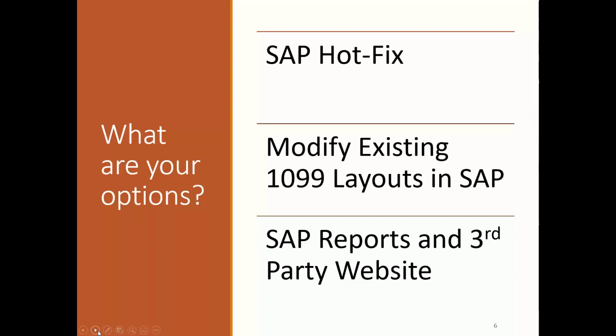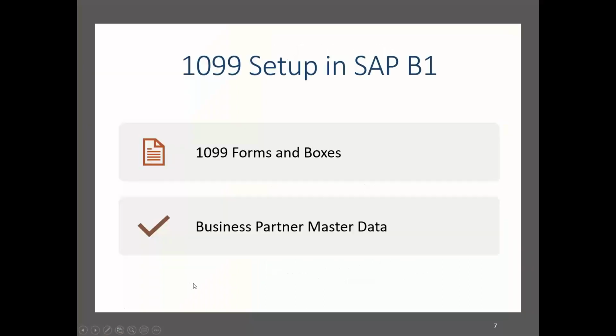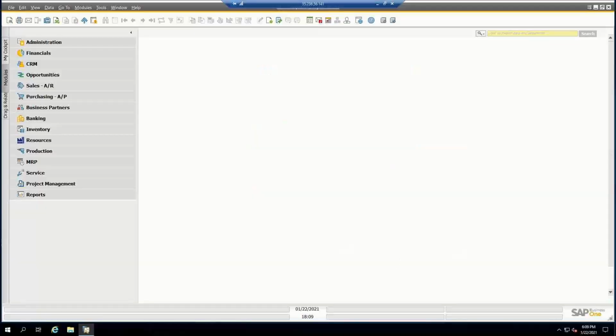So right now, with those three options in mind, we're going to jump right into a demo of how Business One is set up to handle 1099 and all the functionality you get out of the box with Business One. And then we'll dive deeper into the reports and the modification options for 2020 to get these filed on time. So let me switch over to Business One here.